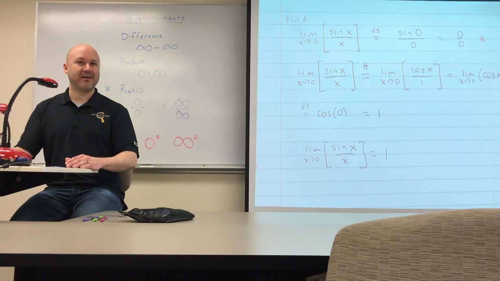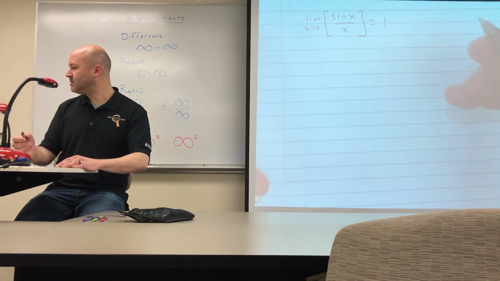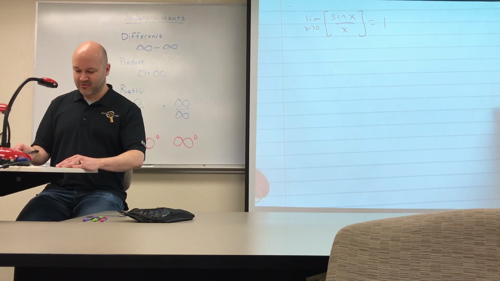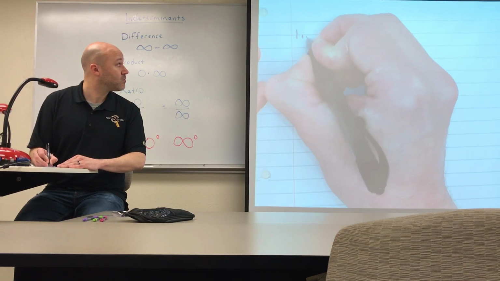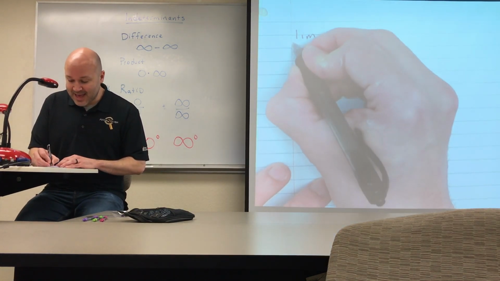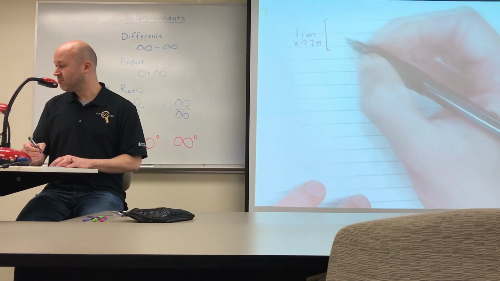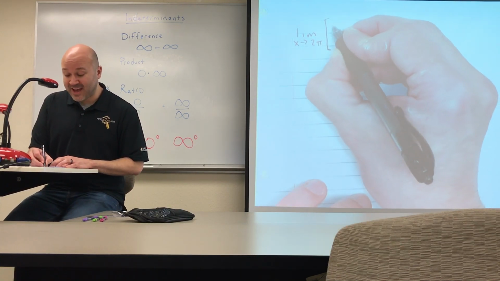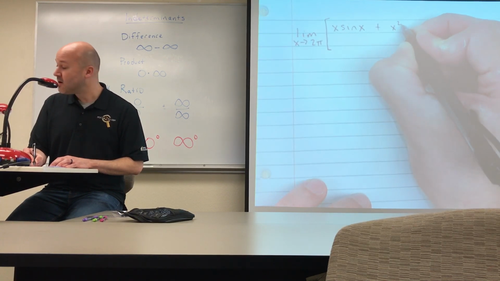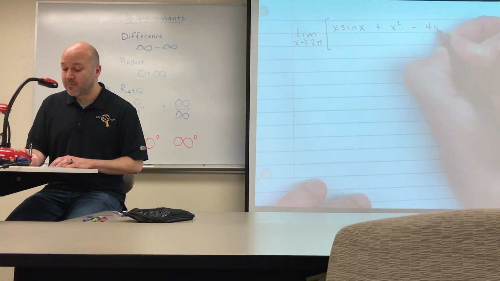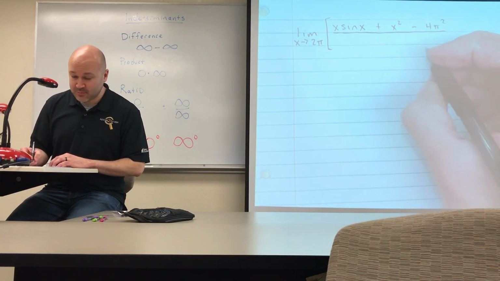Let's go through that process again. Let's evaluate the limit as x approaches 2 pi of some quotient, where in the numerator I have x times sine of x plus x squared minus 4 pi squared, all over x minus 2 pi.